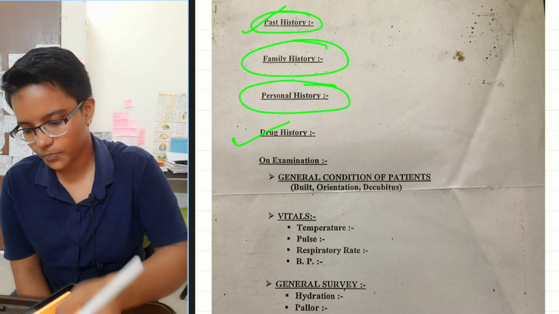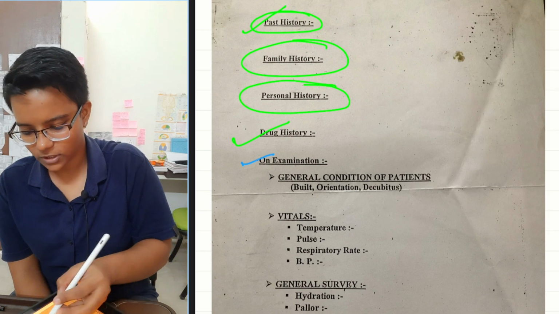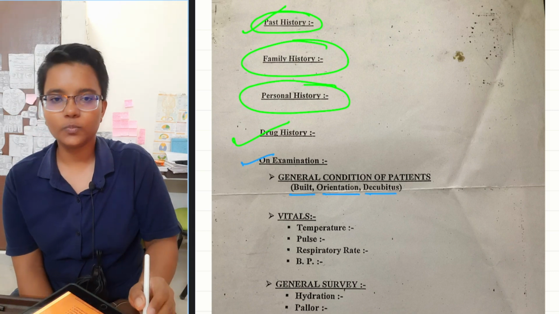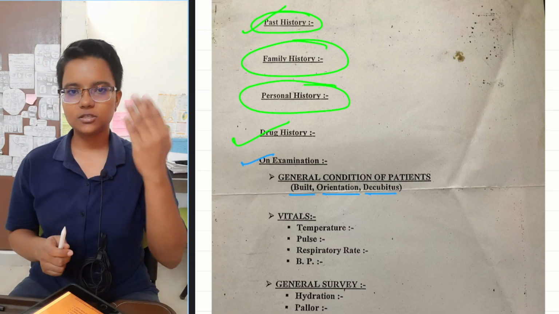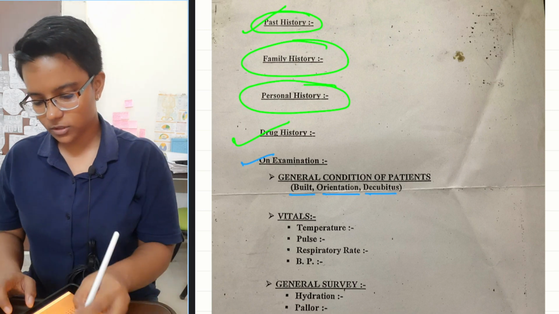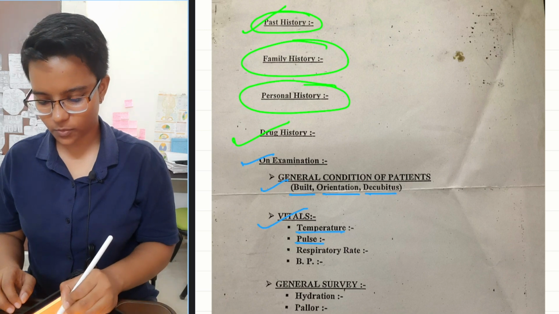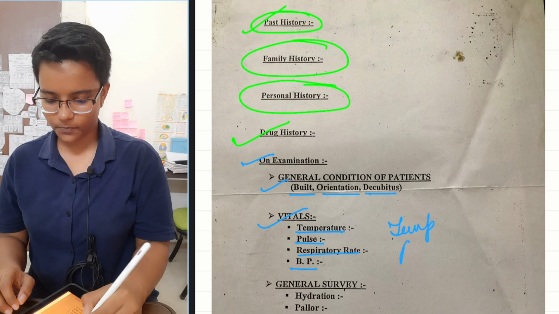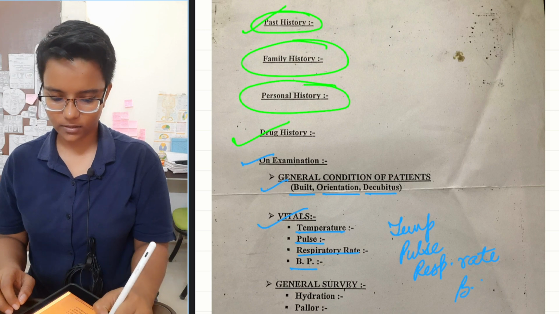Okay, and now comes the examination. What you see is the general condition of the patient, like build, orientation, decubitus, what's the physique of that patient, you can just watch. Now the general conditions of the patients, and the vitals like temperature, pulse, respiratory rate and BP you can check.